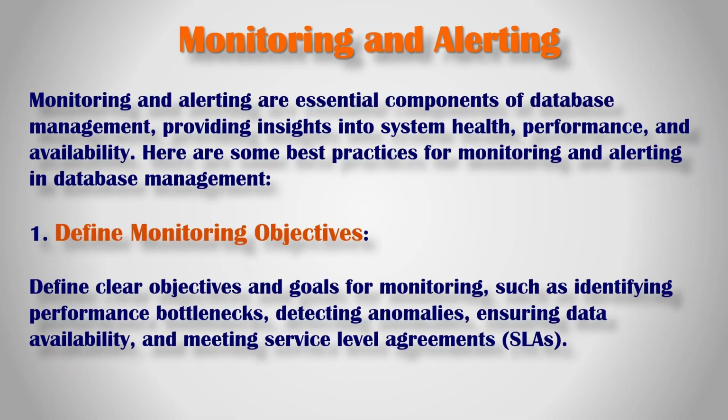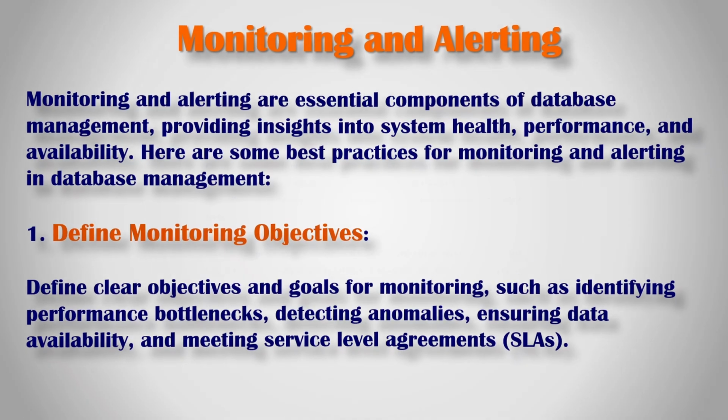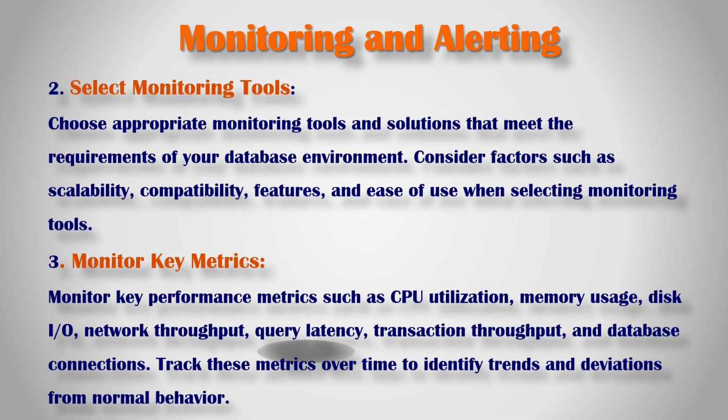Monitoring and alerting are essential components of database management, providing insights into system health, performance, and availability. Here are some best practices for monitoring and alerting in database management. 1. Define monitoring objectives. Define clear objectives and goals for monitoring, such as identifying performance bottlenecks, detecting anomalies, ensuring data availability, and meeting service level agreements, SLAs. 2. Select monitoring tools. Choose appropriate monitoring tools and solutions that meet the requirements of your database environment. Consider factors such as scalability, compatibility, features, and ease of use when selecting monitoring tools.